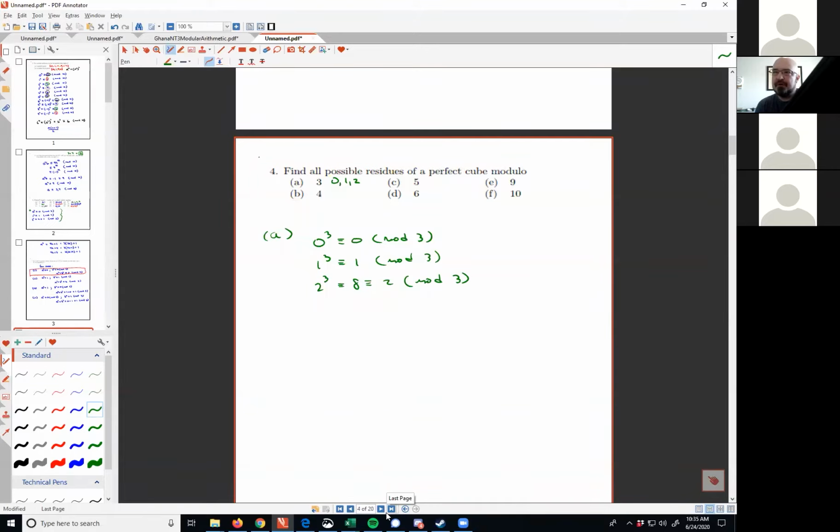So now, modulo 4. What are the cubes modulo 4? 0 and 1.